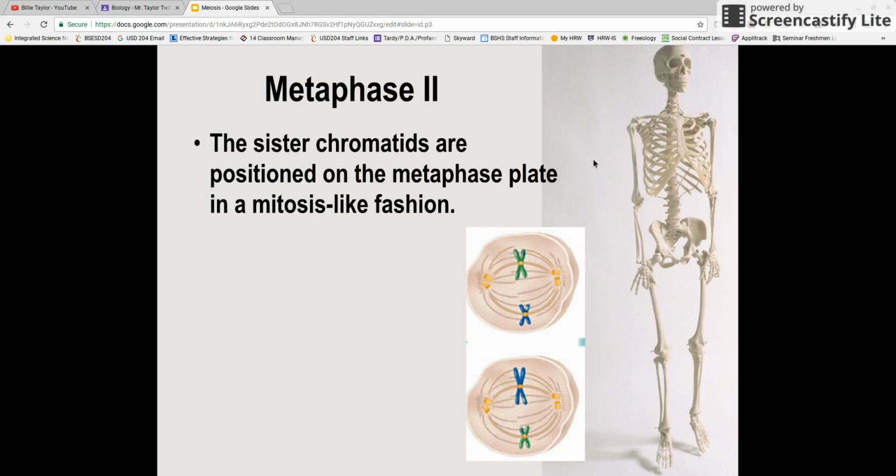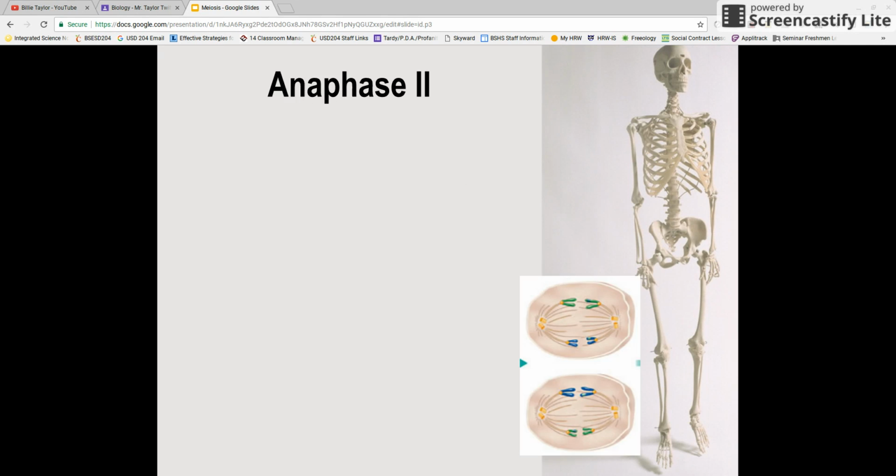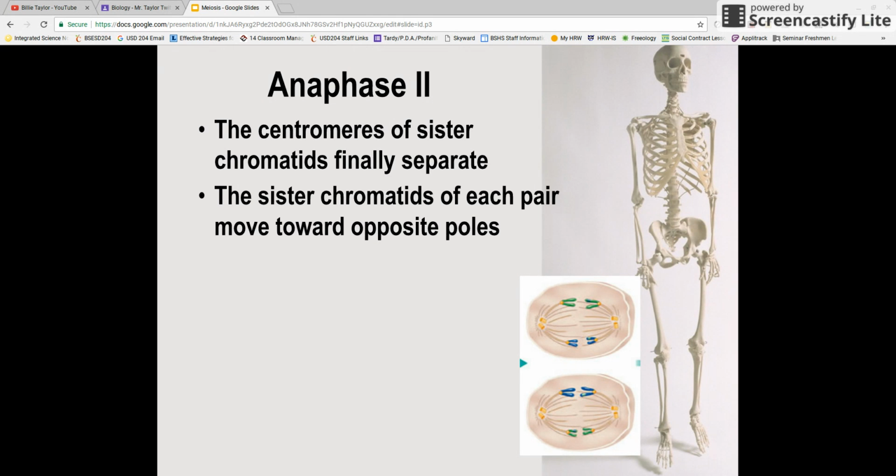You guys are so smart. I know that you know what's going to happen next. After metaphase II, I'm sure you guessed it, we have anaphase II. And during anaphase II, the centromeres of the sister chromatids finally separate apart. So here's where it's really close to mitosis. These chromatids finally separate, and the chromatids of each pair move toward the opposite poles, and now you have individual chromosomes. So they are no longer paired up. They are no longer diploid. Now we have haploid chromosomes, and that is what we want in meiosis.